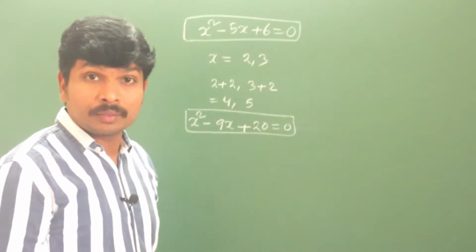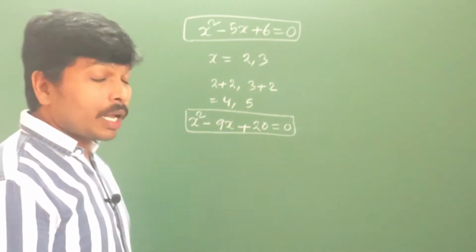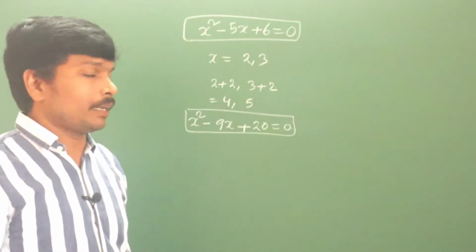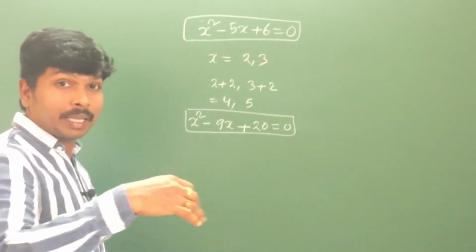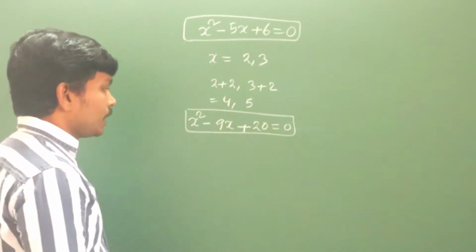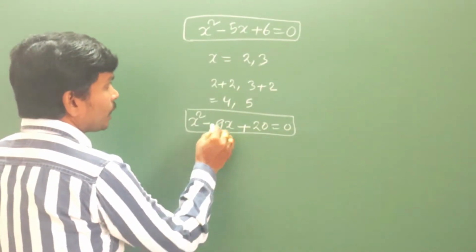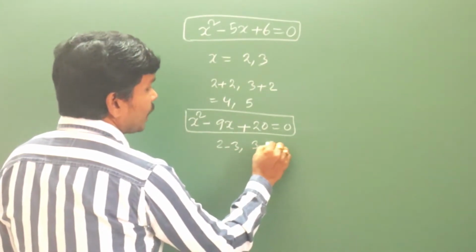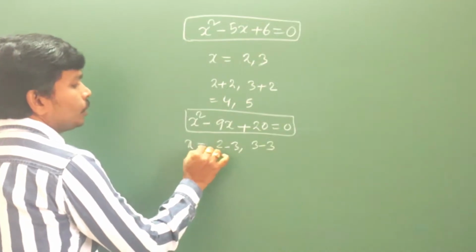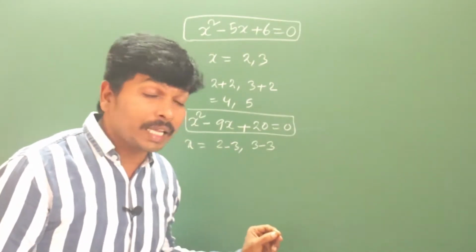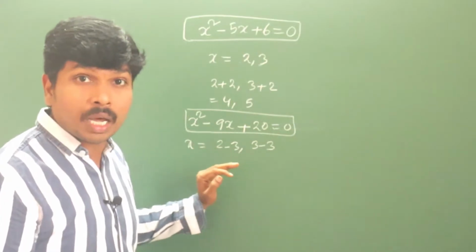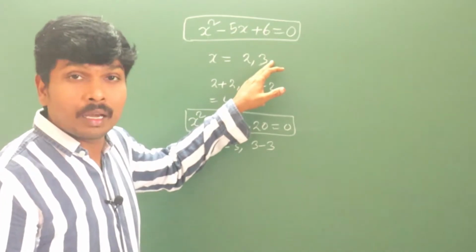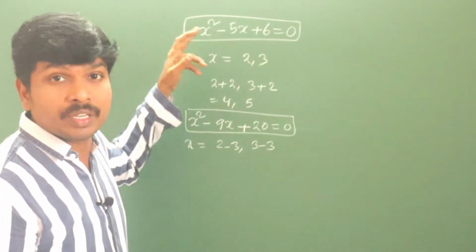Next, one more question. Whose roots are diminished by 3? Diminished is nothing but smaller than these two roots by 3. Diminished by 3 is nothing but, tell me what are the roots? 2 minus 3, 3 minus 3. Now I am asking you, you have to find the quadratic equation whose roots are diminished by 3 of the original roots, the given equation's roots.